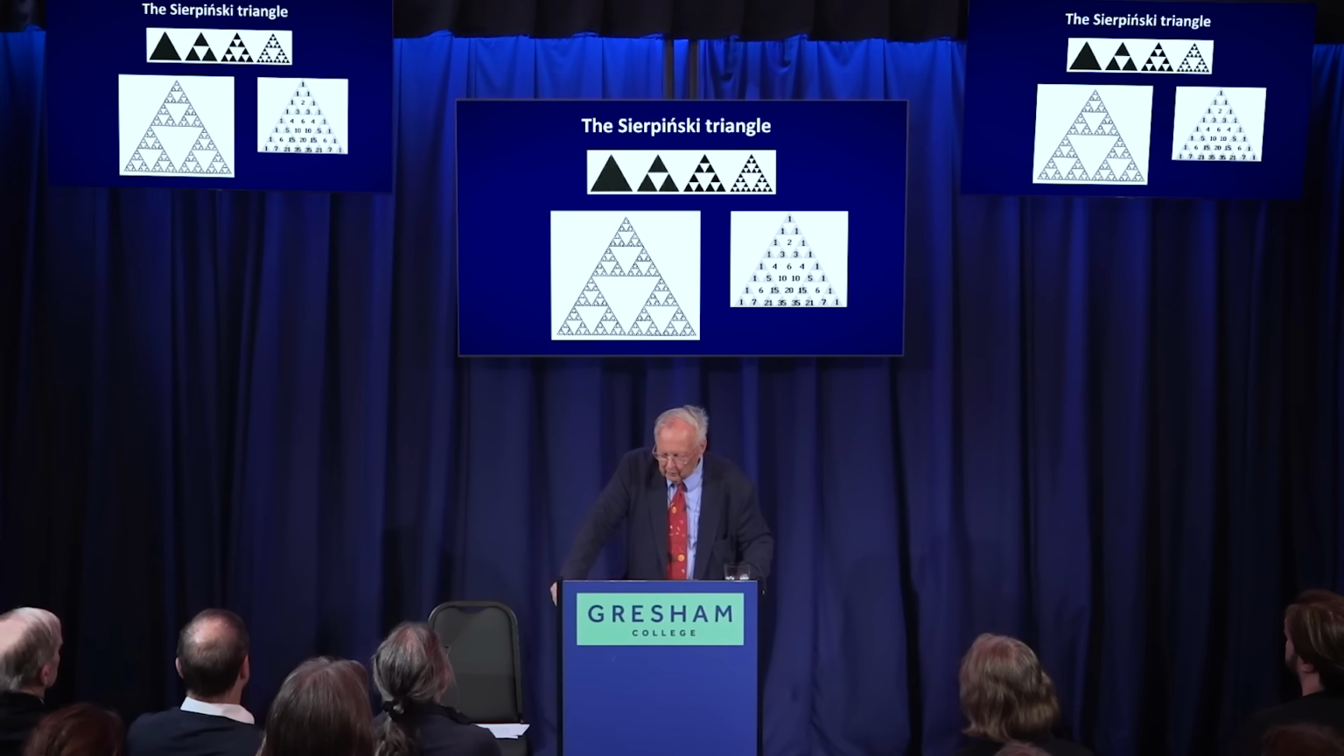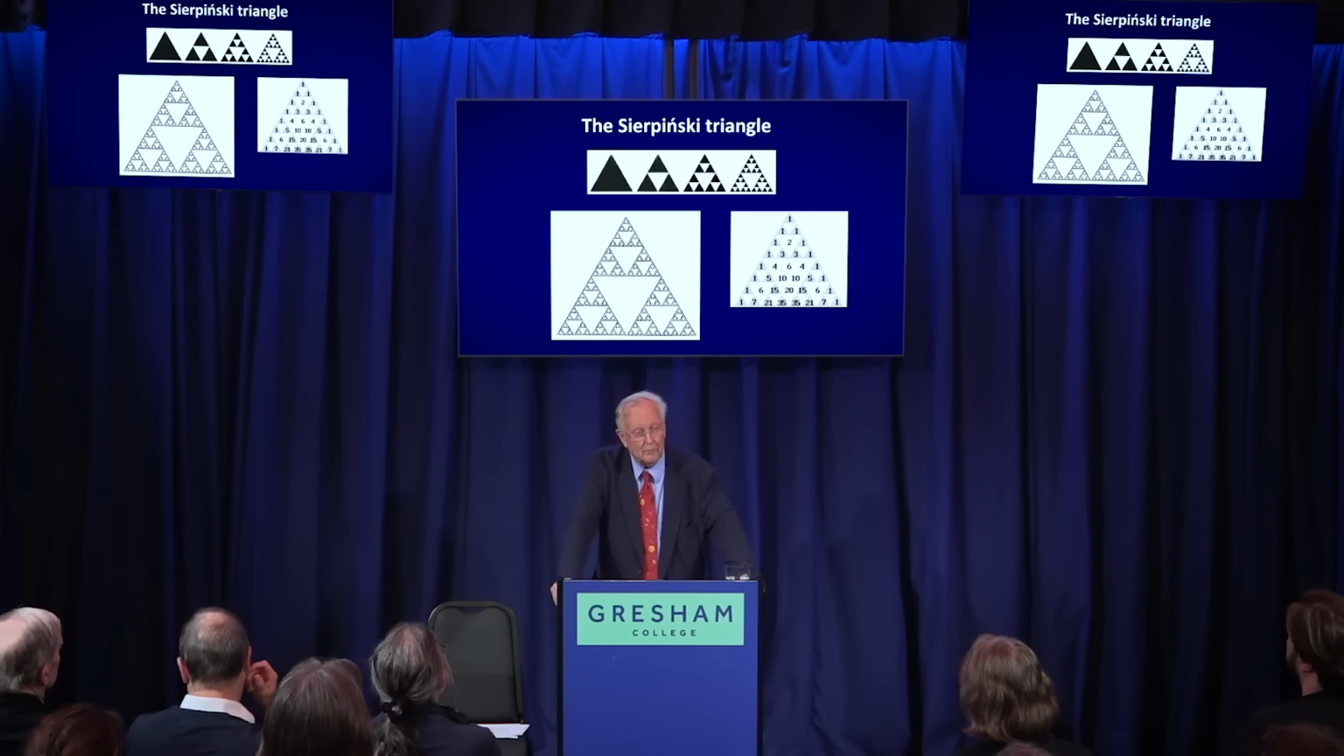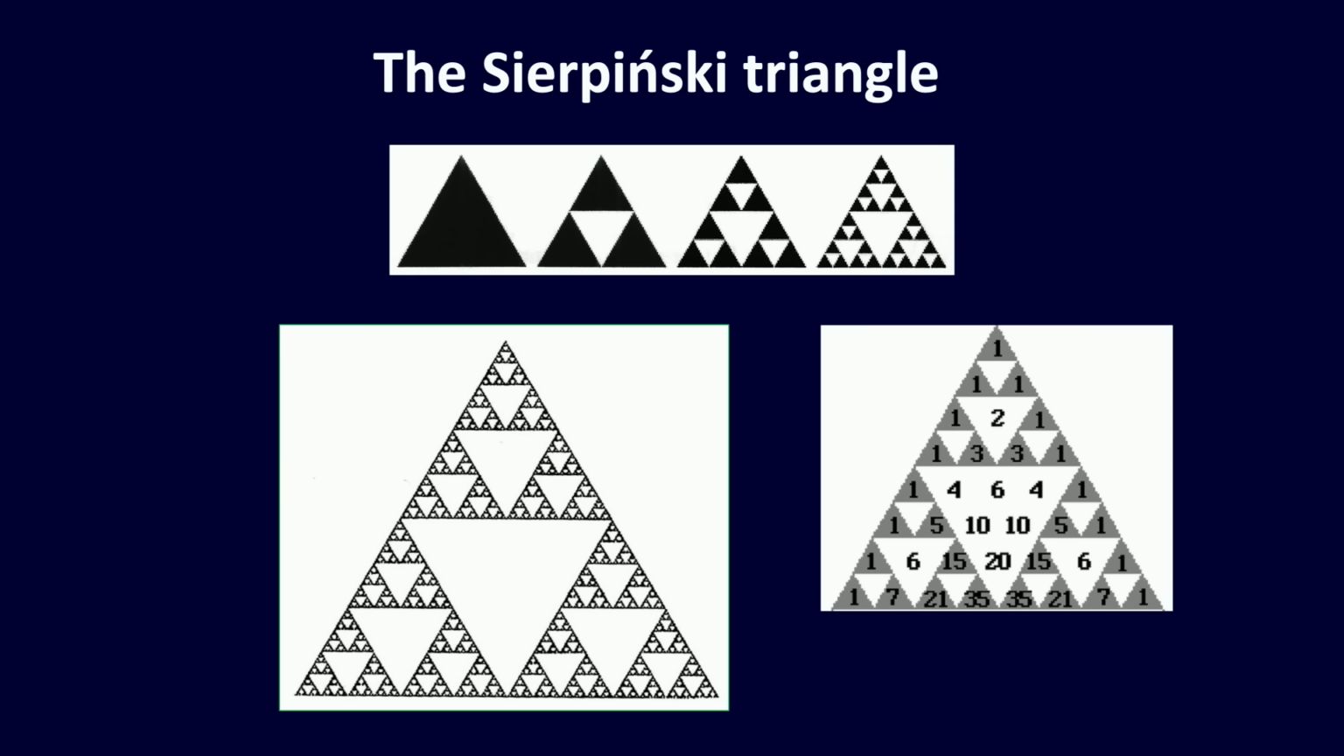An unexpected observation here is that we can also obtain the Sierpiński triangle from Pascal's triangle. To do so, we color every odd number gray and every even number white, and part of the result is shown here to give you the idea.